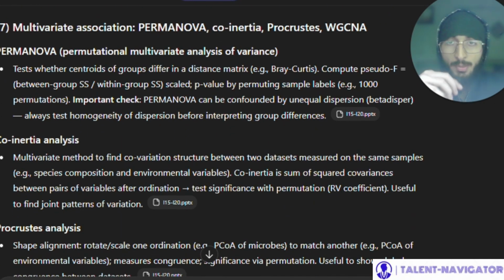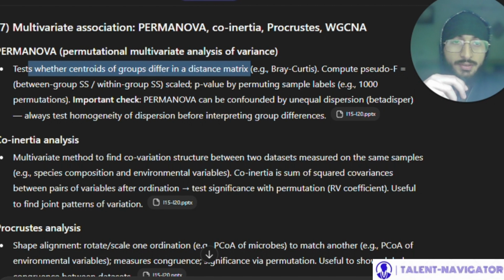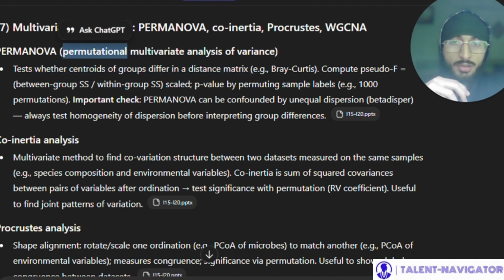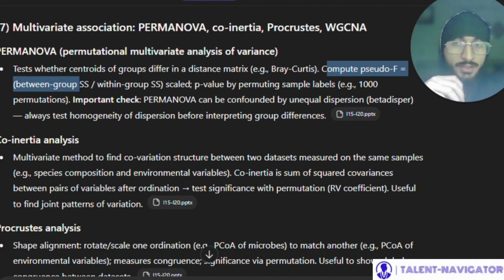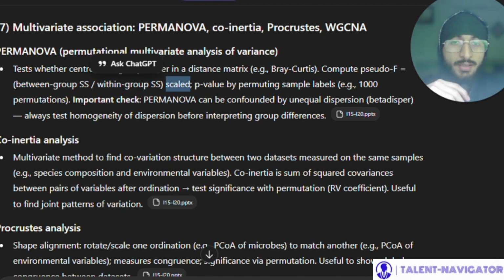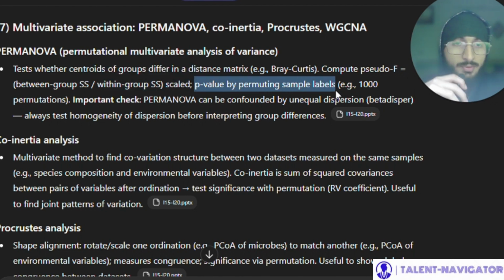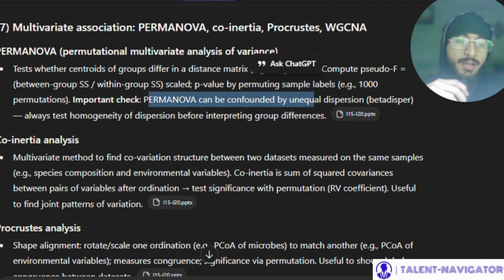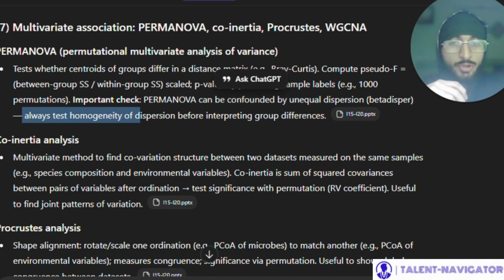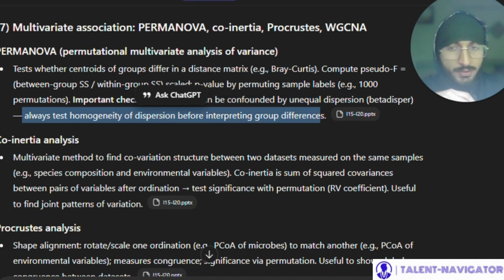Now moving on to multivariate association, where we'll be discussing PERMANOVA. It tests whether centroids or groups differ in a distance matrix. The full form is permutational multivariate analysis of variance. We first compute the pseudo F statistic, that is the between group sum of squared distances over the within group sum of squared distances, which is scaled. Then we calculate the p-value by permuting sample labels, for example, 1000 permutations. PERMANOVA can be confounded by unequal dispersion, so we always test homogeneity of dispersion before interpreting group differences.